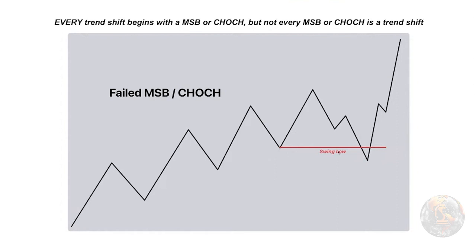So in this instance, a valid swing low breaks, but instead of failing and going lower, the market goes higher. This happens, and it happens quite often. This is what you might look at as a liquidity sweep, a stop hunt. The market dips down and traps people before going higher. So you can have failed market structure breaks, you can have failed change of characters, but every single trend shift will begin with a market structure break or a change of character. Every trend shift will have to have one, because you cannot shift trend without that happening. But not every time that you see one will it result in a trend shift.